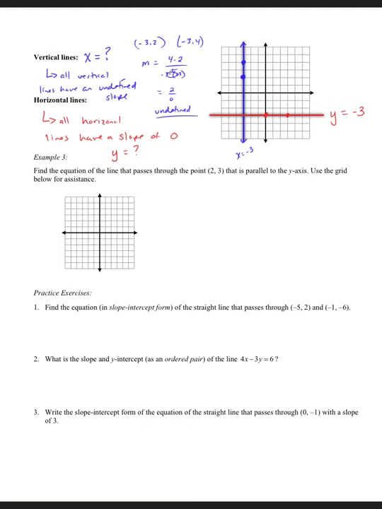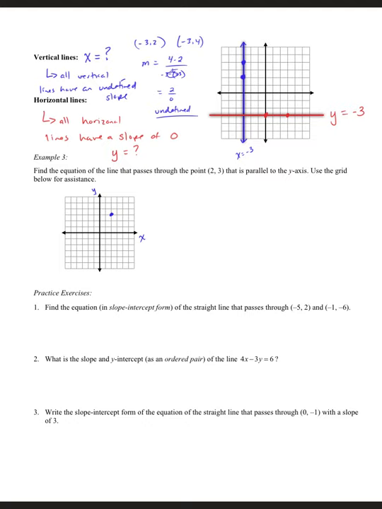Okay, now, for example 3, we want to find the equation of a line that passes through this point, but it has to be parallel to the y-axis. Use the grid below for assistance. So I want you to try out this. Try plotting this point, think about what parallel to the y-axis would mean, and see if you can come up with an equation, meaning you need to have an equal sign. Try it out and then unpause the video to see how you did.